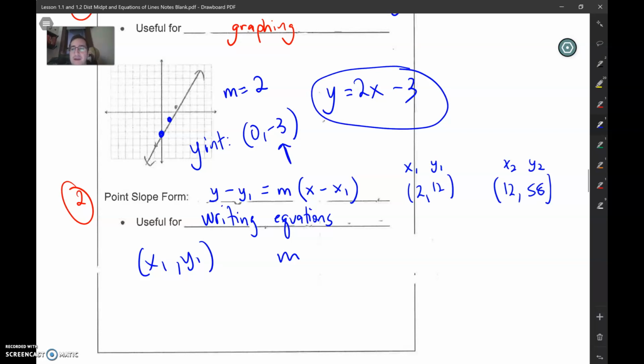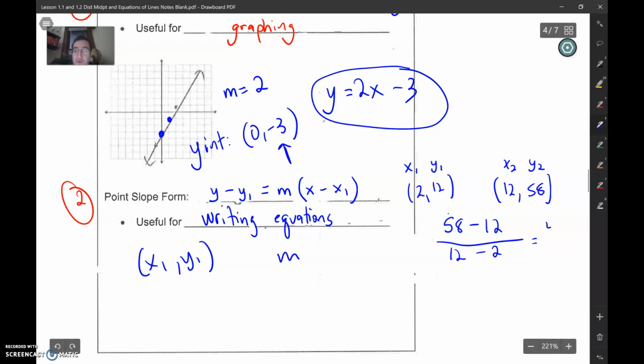Oh wait, he did. So we can say y2 minus y1 over x2 minus x1. 58 minus 12, 58 minus 10 is 48, minus 2 more is 46, over 10, darn. Do I want to go decimal, 4.6, or do I want to reduce? We'll just reduce, and it'll be awkward, but what is that going to end up being? 23 over 5, if we divide both by 2. Yeah, sorry, but here's our slope. It's an ugly one.